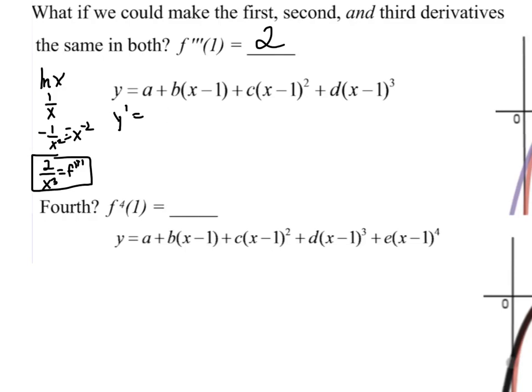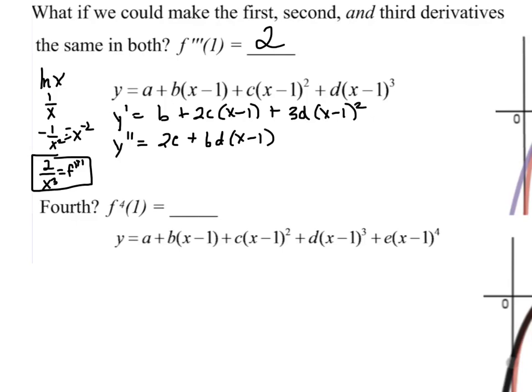Okay, so the derivative, of course, of a is nothing. The derivative of bx is b. Then we've got 2c times x minus 1. Then we've got 3d times x minus 1 squared. Second derivative would be 2c plus 6d times x minus 1. And the third derivative would be 6d.